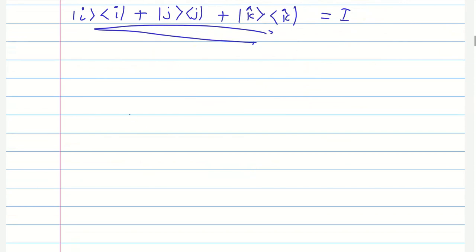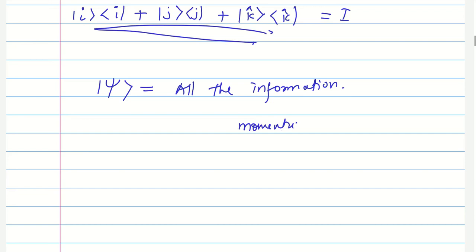So going by this way, you can represent any wave function, right? So this is a wave function. If you write it in a bracket notation, so this is a wave function. This contains all the information. And suppose you want to measure some observable. Let's suppose you want to measure momentum.